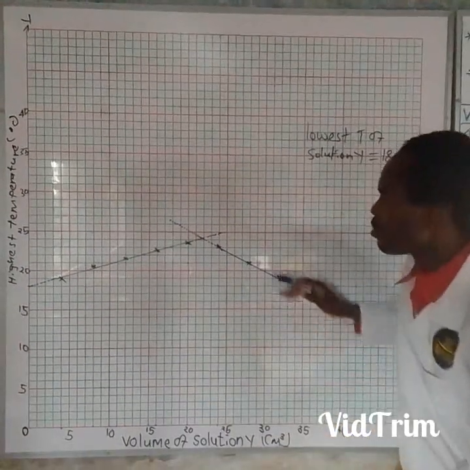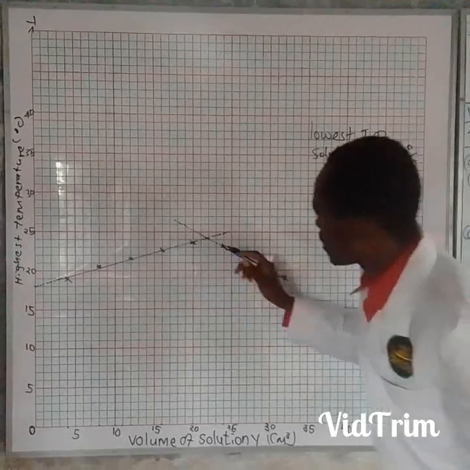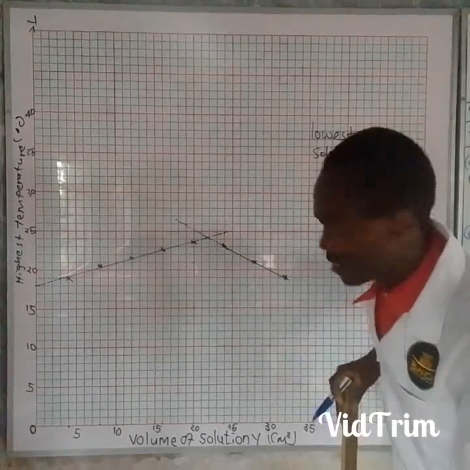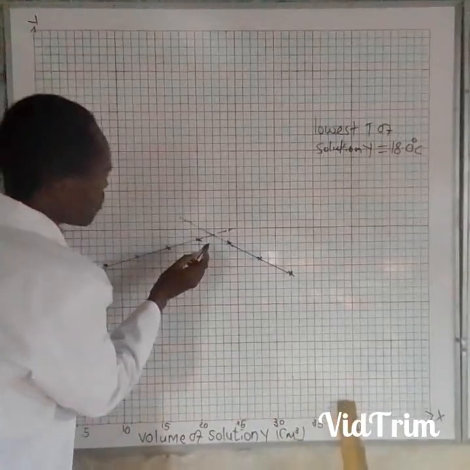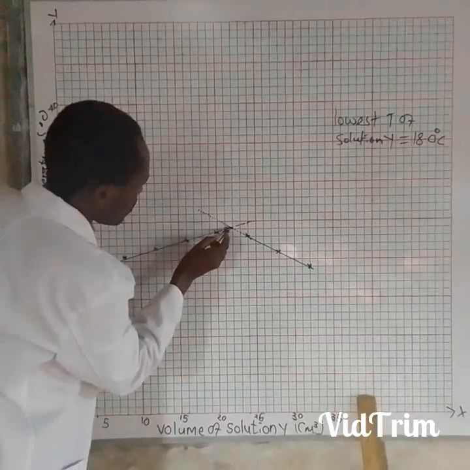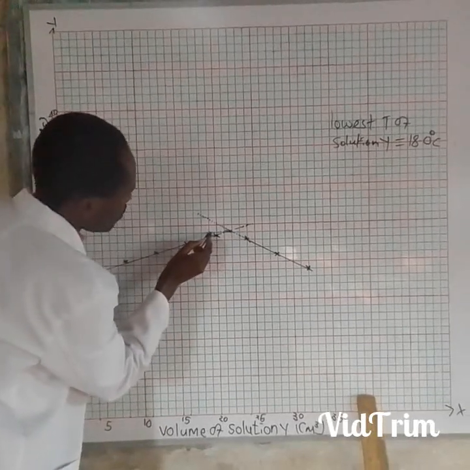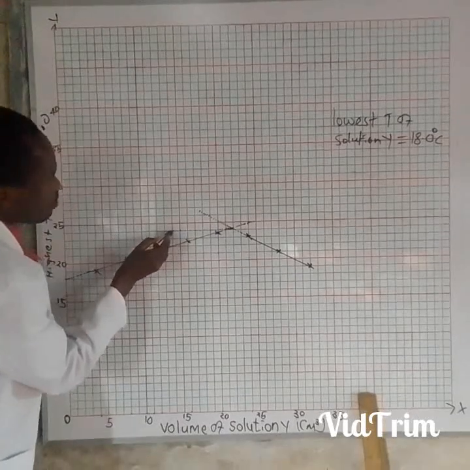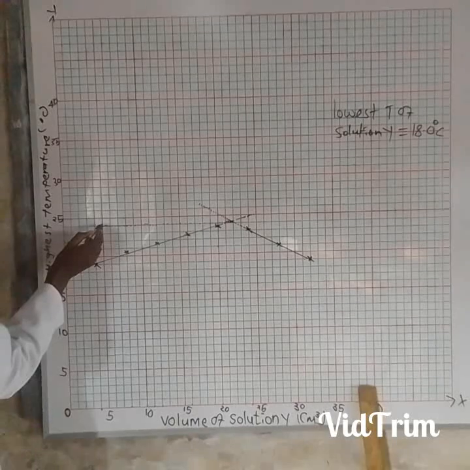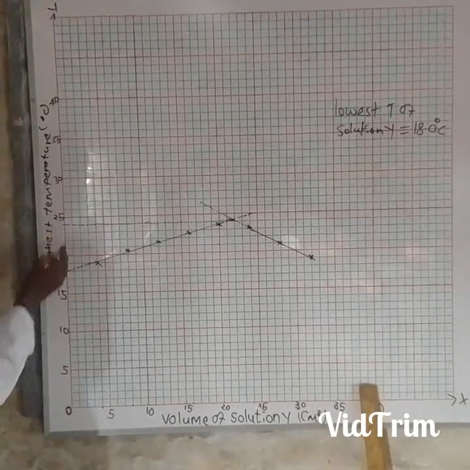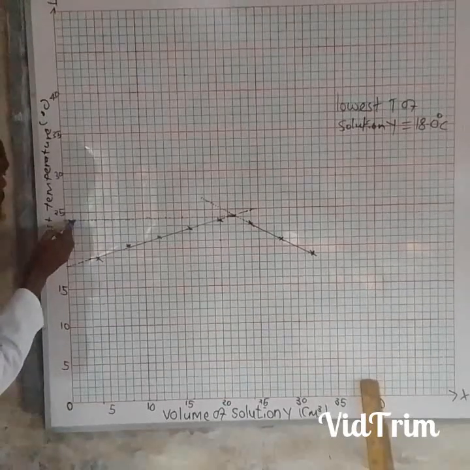Are you seeing, my students? So you extrapolate the 2 lines, this one and this one, so that now to get the highest temperature reached, you come and read from this point, like this. Now you extrapolate towards this, using a dotted line like this, towards the y-axis. You get it? Towards the y-axis like this.